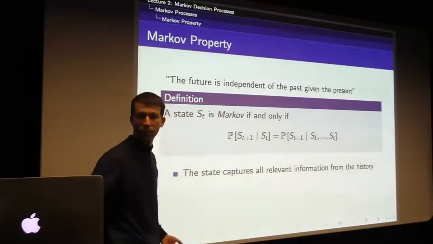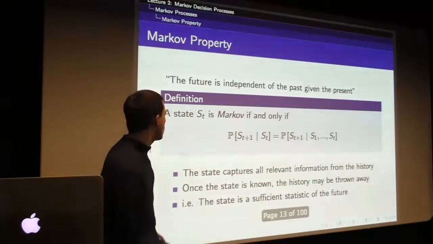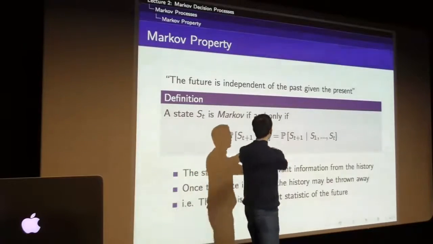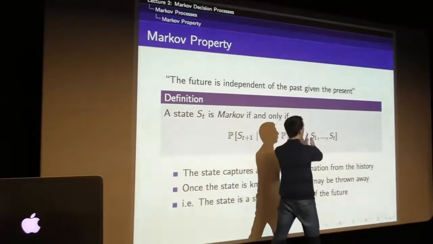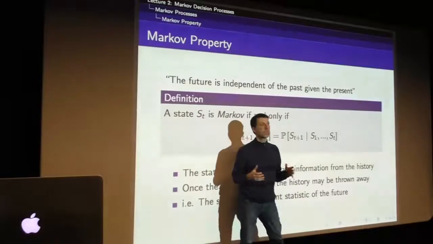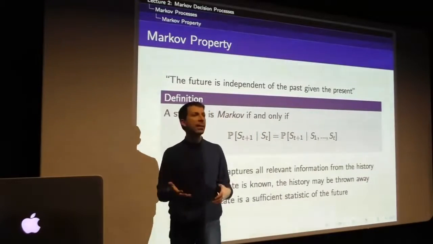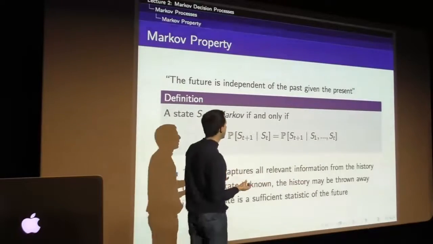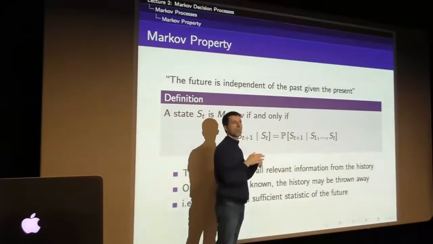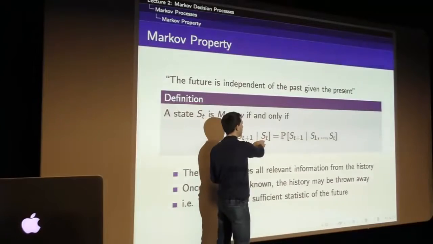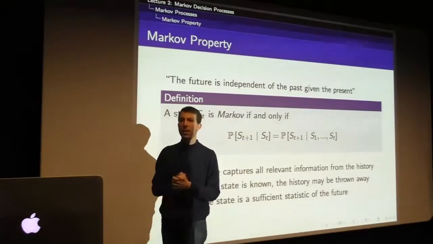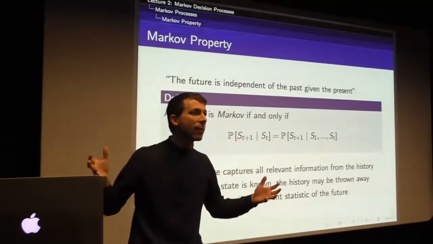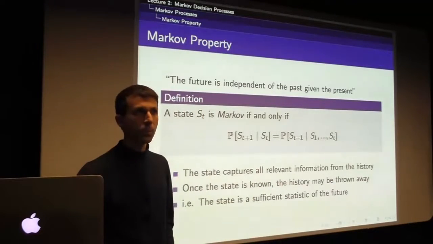It captures all the relevant information from the history. And once you know this thing, if you have S_t, what this tells us is you can throw away everything which came before. So the set of Markov processes, or the set of states that have this property, it's the set of environments in which everything which we know about the system can be described by this single state at the current time, and we don't need to retain everything that we've ever seen. Okay.